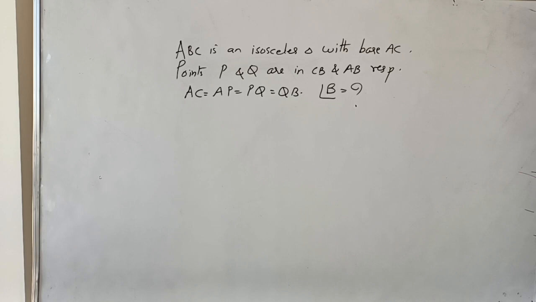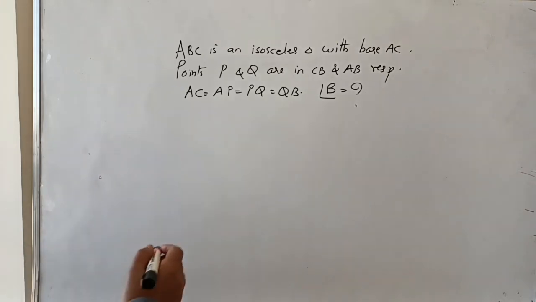ABC is an isosceles triangle with base BC. Points P and Q are on CB and AB respectively. AC is equal to AP is equal to PQ is equal to QB. Find the measure of angle B. Okay, I want you guys to take some time and try to do it on your own. Let us start by drawing a proper diagram for this.